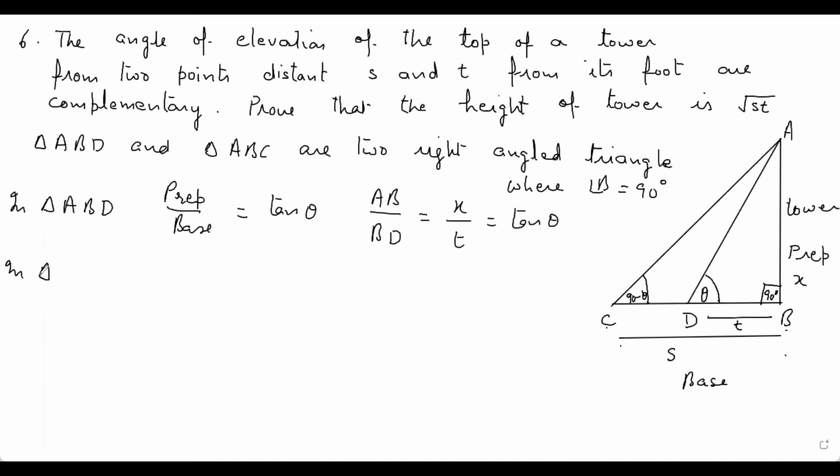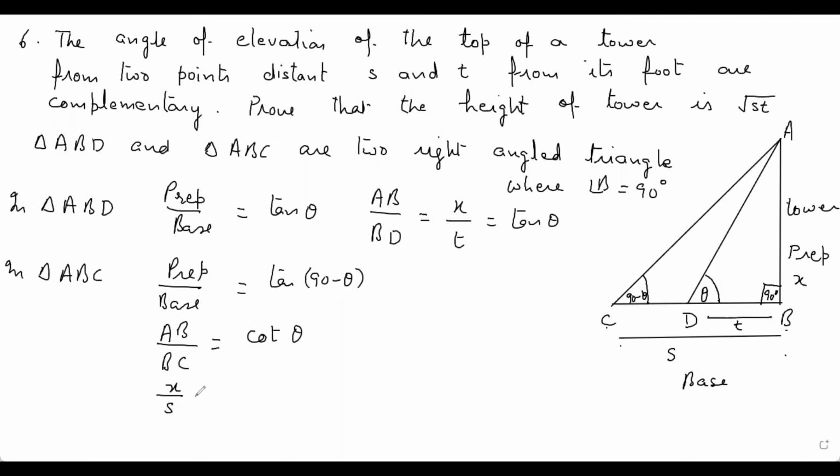Now in triangle ABC, perpendicular upon base is equal to tan 90 minus theta. So perpendicular here is AB and base here is BC. That is cot theta. AB is X and BC is S, is equal to cot theta. Now this is 1, this is 2. Let this be first statement, let this be second statement.